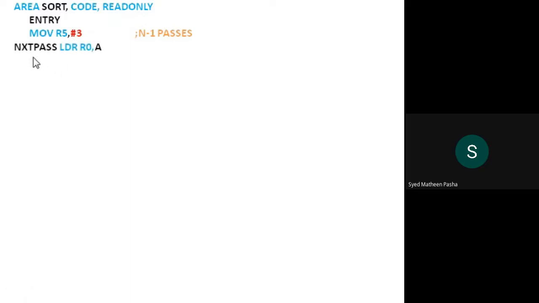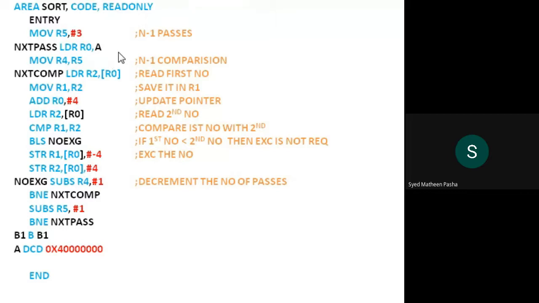Then I will use a command called next pass, load register R0, A. I will first show you how the register A comes. Next pass, this was the first pass. To start the first pass, I should load the address of A into the register R0. What is there in A? A basically consists of an address. This address is for the first data which you give, the address for the first number. Now, R0 consists of the address of A. Basically, A has the address of the first number.